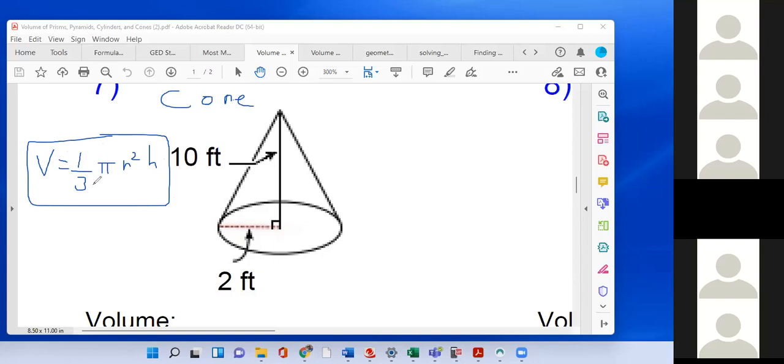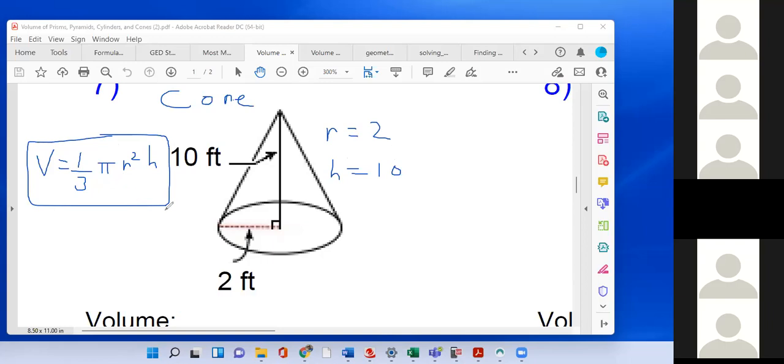And you see we are allowed to use the formula sheet. Yes. Now, what's given here? The radius. The radius is what? 2. What else do they give us? The height, 10 feet. The height is 10. Is that all we need to plug in?